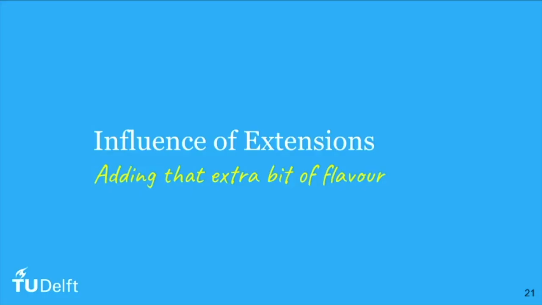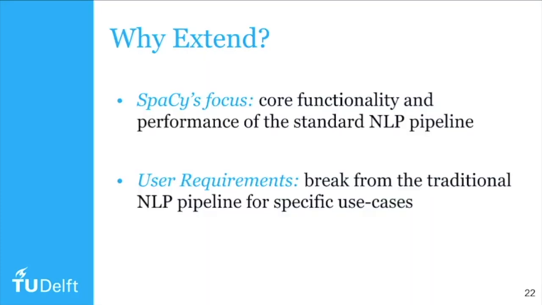Now let's take a look at spaCy's extensions and what it means for its architecture. Around the time spaCy 2.0 was in alpha in 2017, it made a big architectural decision. spaCy decided that its focus was on core functionality and performance of its pipeline. It decided that users who want to implement very specific applications should do so through the extensions or plugin component architecture that spaCy was building.